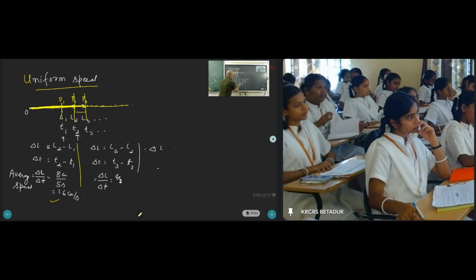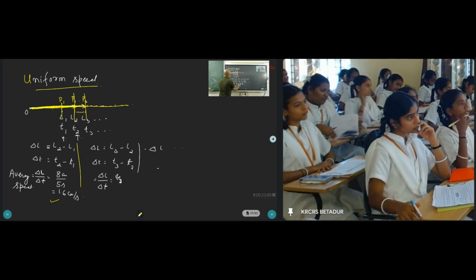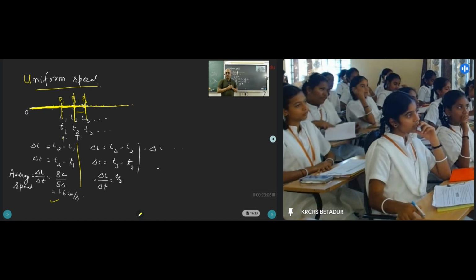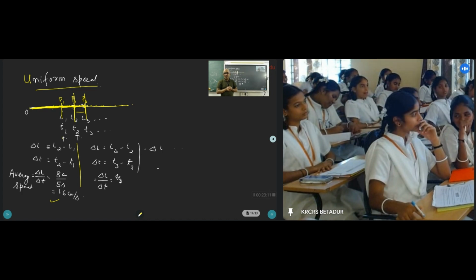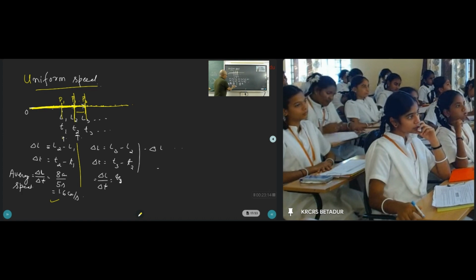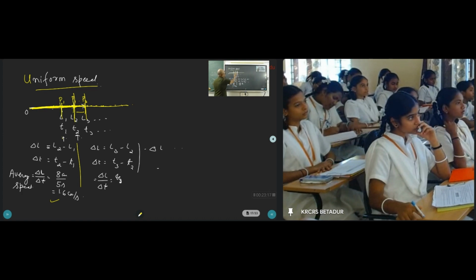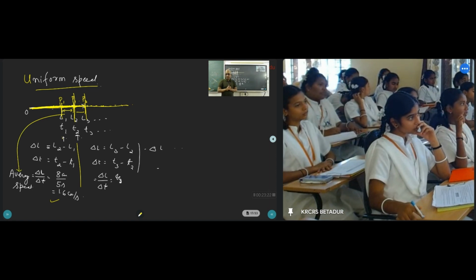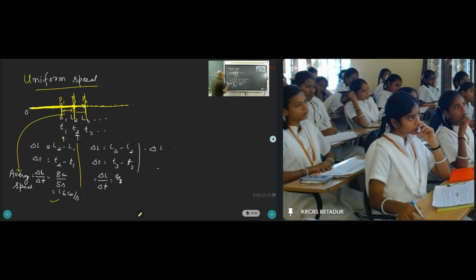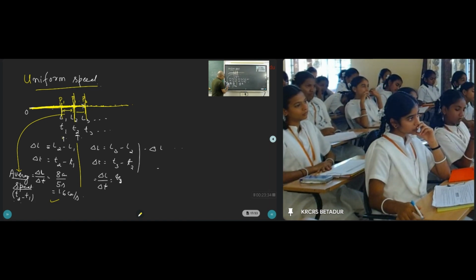Okay, so what is this delta L by delta t here? See, delta L by delta t during this travel. What is it? Here, delta L by delta t in this period is the average speed during that time. Correct? That means this is the average speed during the time interval T2 minus T1. Understood? Yes sir.